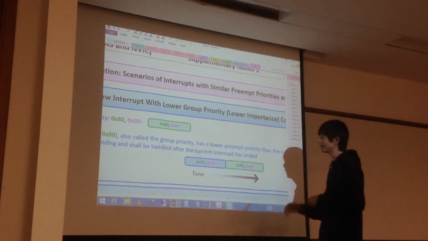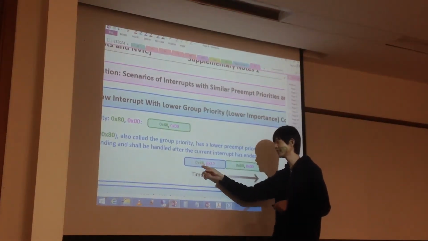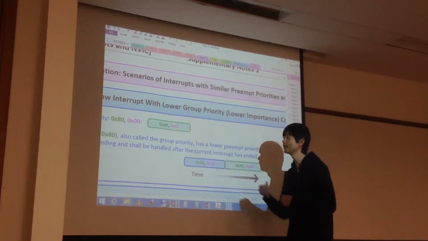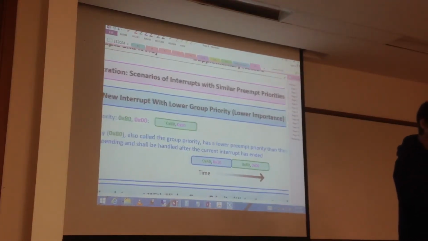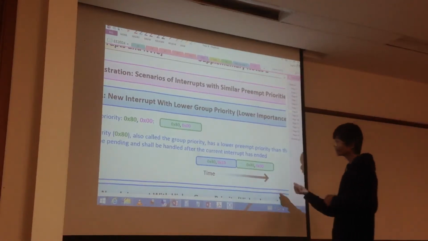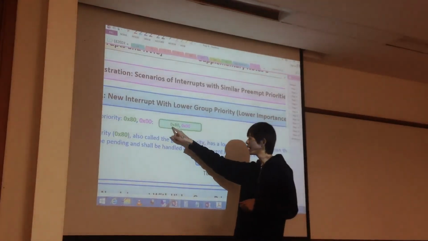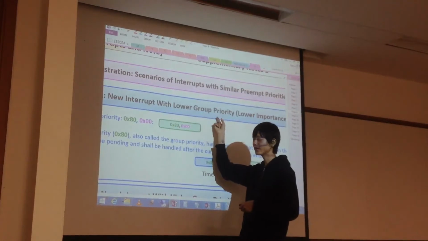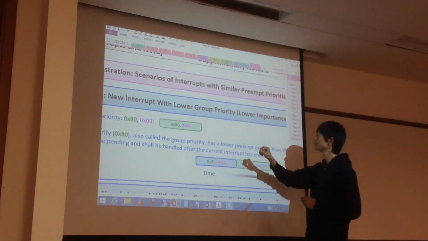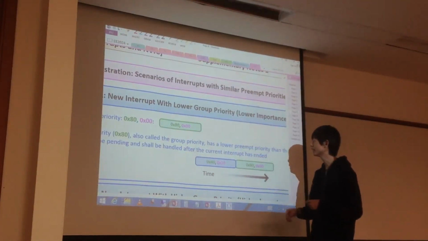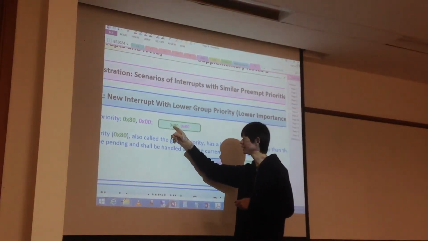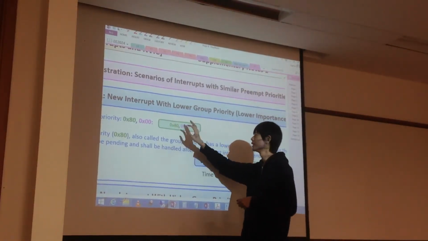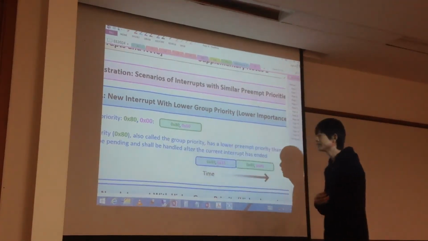Remember, currently our CPU is processing this interrupt. Let's say a new interrupt comes in. The new interrupt, you have set maybe the preamp priority, or we call it group priority. It is the same thing. Group priority and preamp priority is the same. So let's say the group priority or preamp priority is 80. The sub priority is 0, 0.